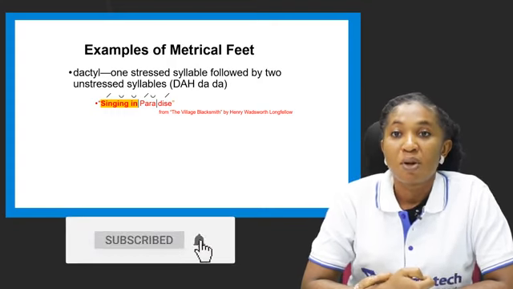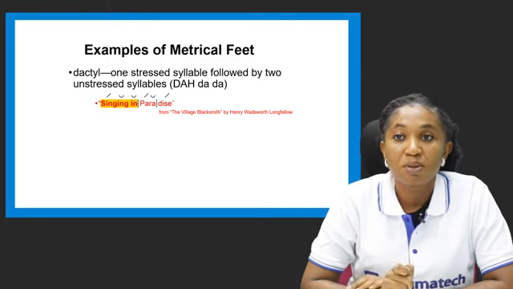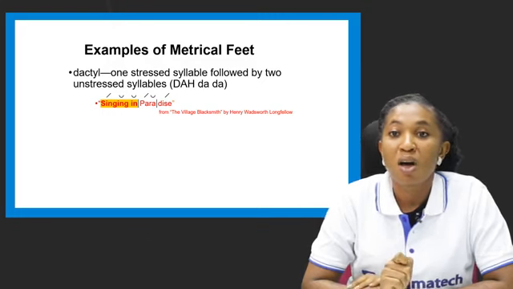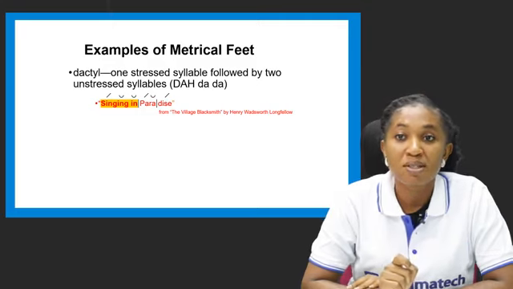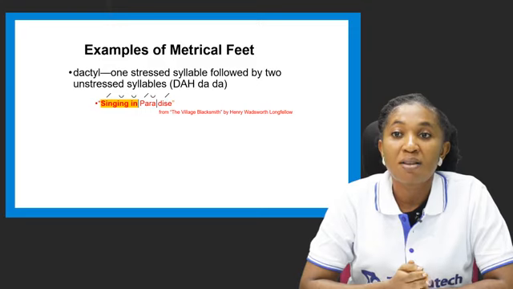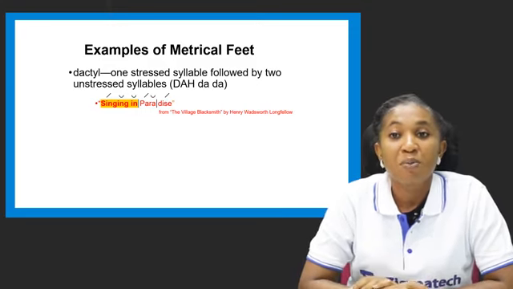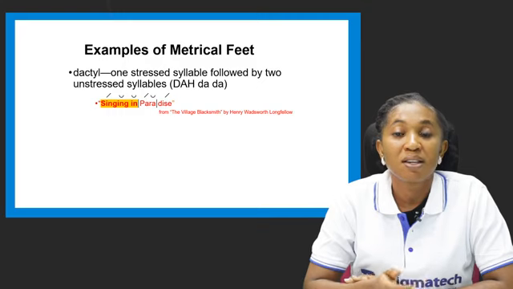Dactyl is simply one stressed syllable followed by two unstressed syllables. So what this means is da da da, da da da. For example, singing in paradise, singing in paradise.